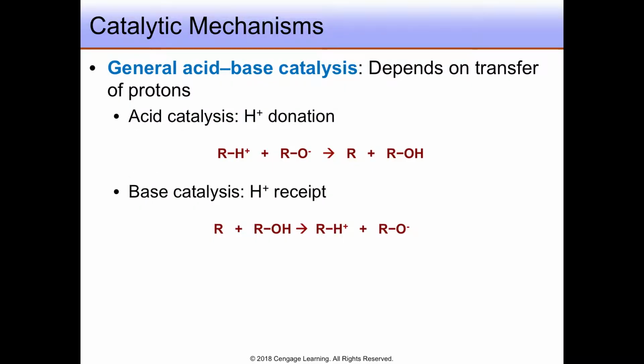In addition to this type of covalent catalysis, other mechanisms are common. General acid-base catalysis depends on the transfer of protons between an acid donor and a base acceptor. Perhaps you recognize that this type of catalysis was also apparent in the chymotrypsin mechanism, the histidine acting first as a base catalyst to extract a proton, and then an acid catalyst to donate it.